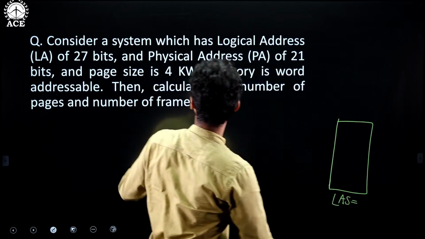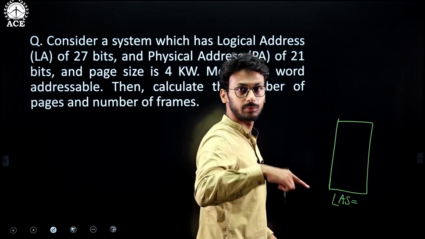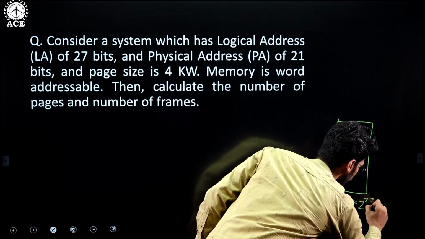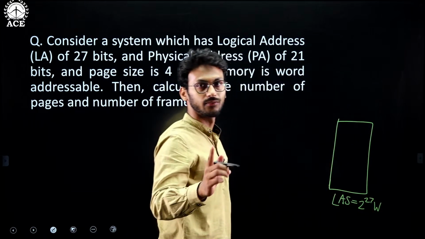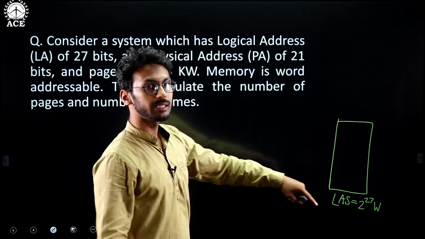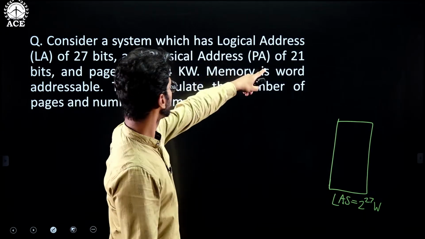Now, logical address is given as what? 27 bits. So 2 raised to 27 words. Word addressable, so 2 raised to 27 words, not bytes. Word addressable is mentioned, isn't it? That word can be anything if it is specified. Okay. Physical address space. Physical address is 21 bits.